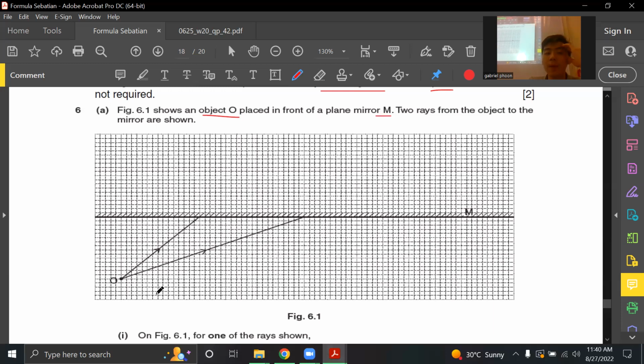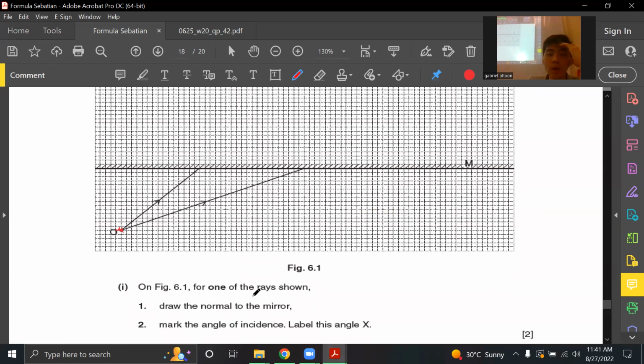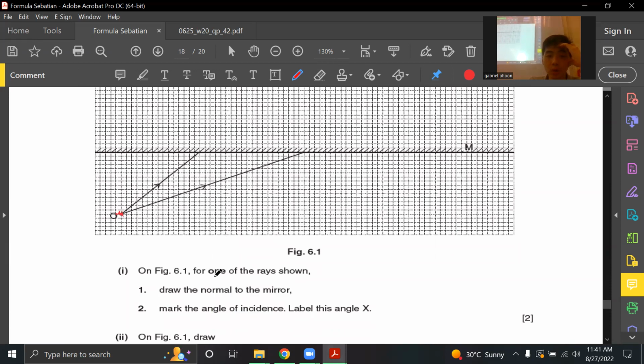If you look at the question here, it says that figure 6.1 shows an object O placed in front of mirror M. So this is your object placed in front of the mirror. This whole thing is a mirror here. Two rays from the object to the mirror are shown. They already drew these two rays here. First and foremost, on figure 6.1, for one of the rays shown, draw the normal.